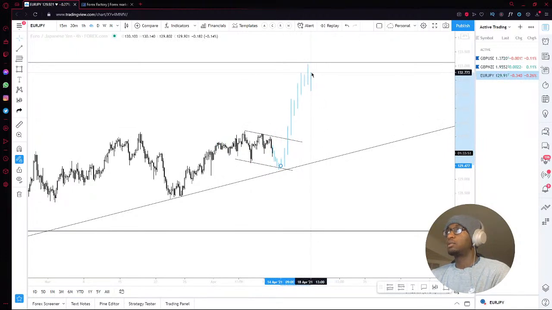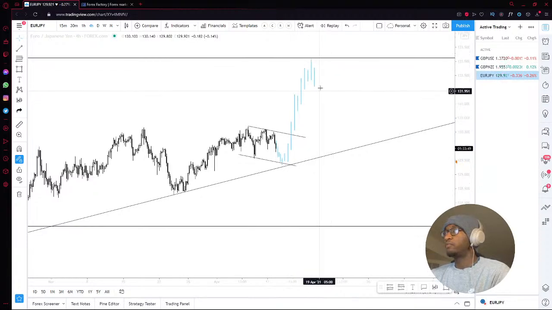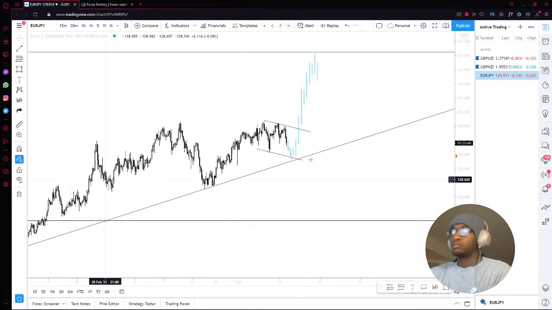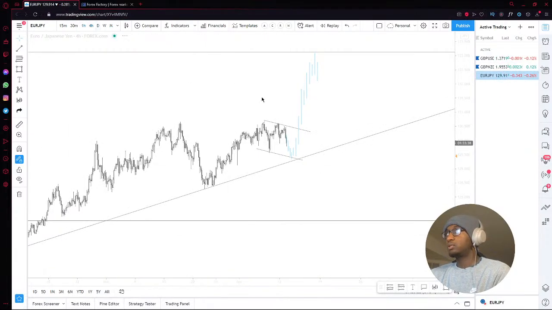And again, looking for price to get up to this area up here before turning around. That's what I would like to see. And let's go down to the lower time frame.